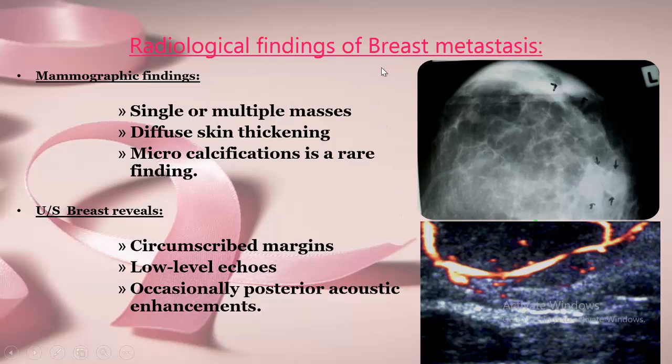So the mammographic findings of breast metastasis: single or multiple masses, diffuse skin thickening, and microcalcifications are rare in cases of metastasis. On breast ultrasound, they have well circumscribed margins, low level echoes, and occasionally posterior acoustic enhancement.